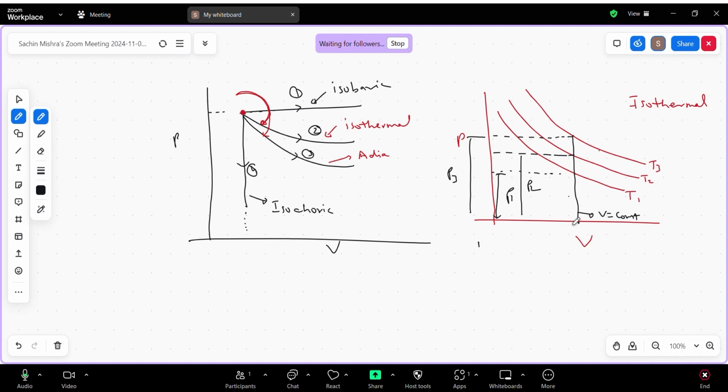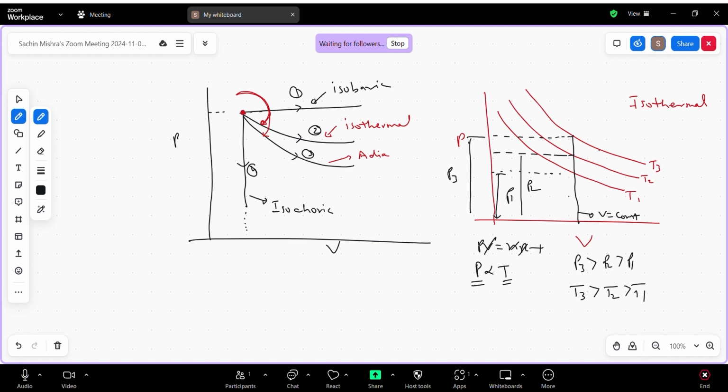Simple, we know PV equals nRT. Since we assume volume constant, and n and R are already constant, P is proportional to T. So we can say indirectly, more pressure means more temperature. If you see this curve carefully, we get P3 more than P2 more than P1. So I can say T3 more than T2 more than T1. I hope everyone is okay with this problem.